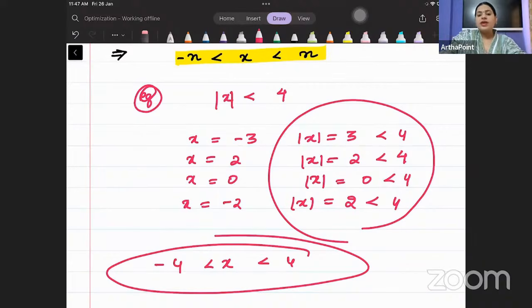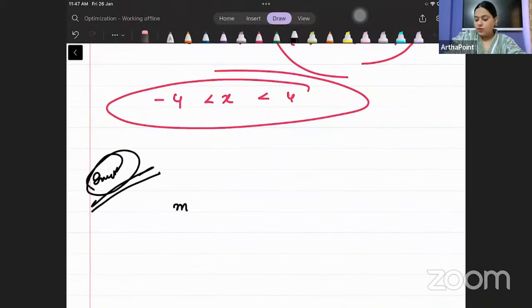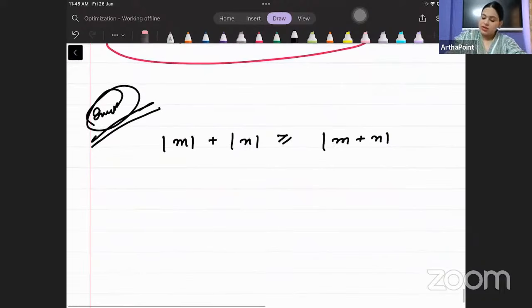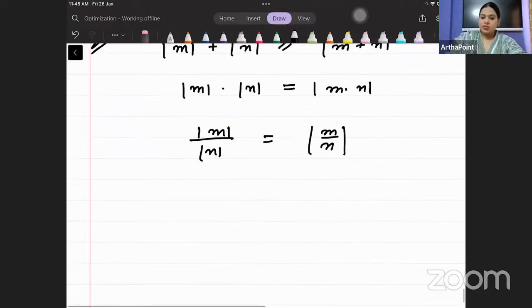Now, try to understand another rule. Very important, beta. Mod of m plus mod of n will always be more than or equal to m plus n mod. Always. Second, beta, mod of m into mod of n will be equal to m into n mod. Third, beta, mod of m by mod of n will be equal to mod of m by n. ठीक है बेटा, let's take some examples.